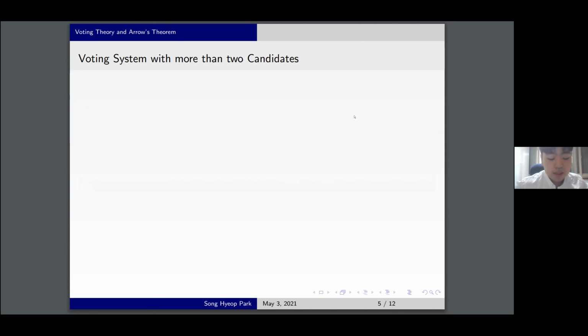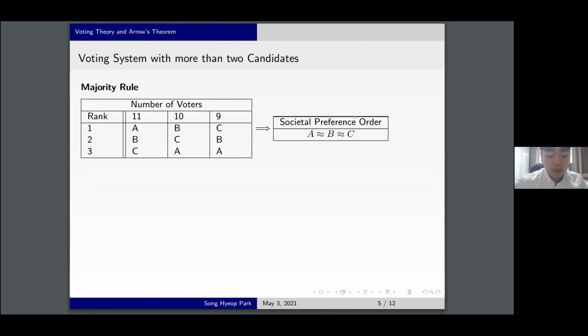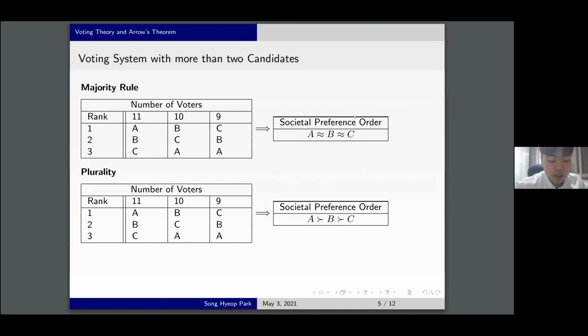But if we move to a voting system with more than 2 candidates, majority rule is not going to be a good voting system anymore, because it opens the possibility of ties if no one gets more than half of the first place votes, like this example. The easiest way to solve this problem is plurality, which gets the resulting order from the number of votes for first place from highest to lowest. So in this example, 11 voters rank A first, 10 voters rank B first, and 9 voters rank C first. So the resulting preference order is A is preferred over B, which is preferred over C.